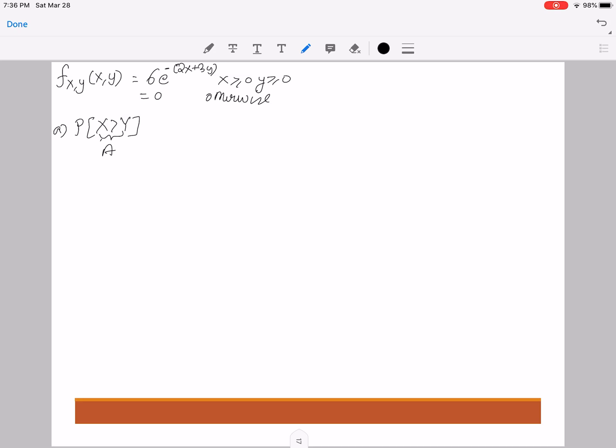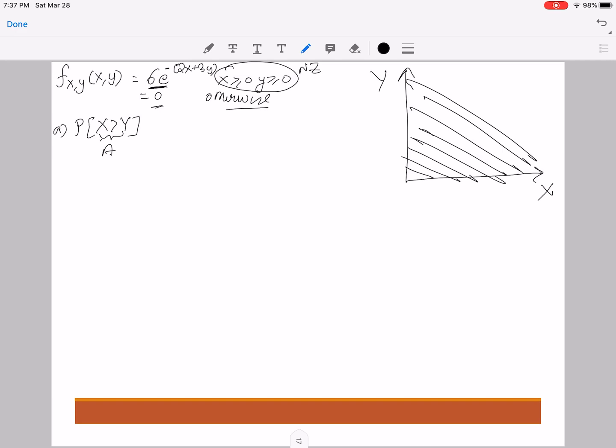So step number one is to draw the region of non-zero probability, NZ. X is greater than 0 and y is greater than 0 is the region of non-zero probability, because for this region the PDF is non-zero, otherwise the PDF is 0. Since both x and y are greater than or equal to 0, I'm looking at the very first quadrant, like this. So that's my step 1, where I draw the region of non-zero probability.